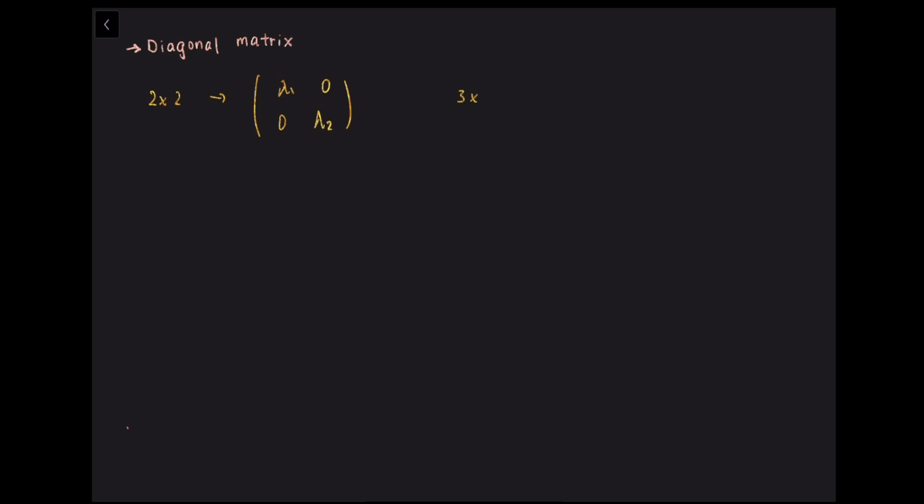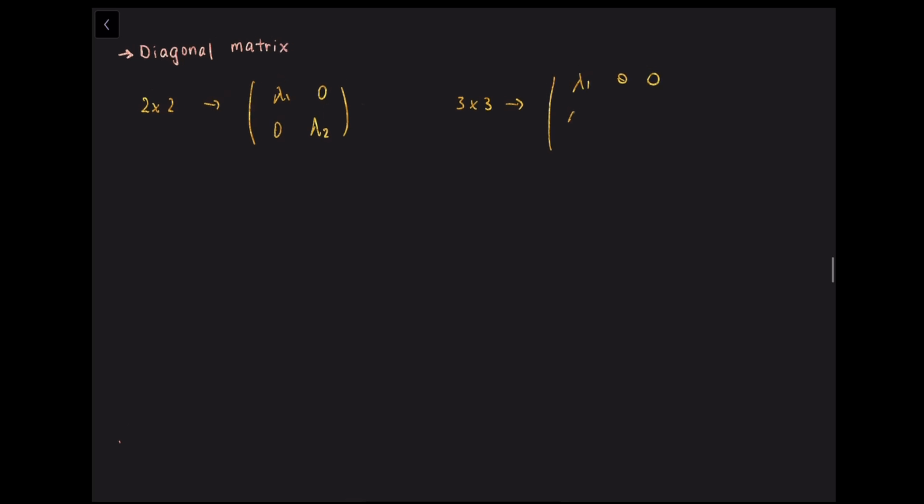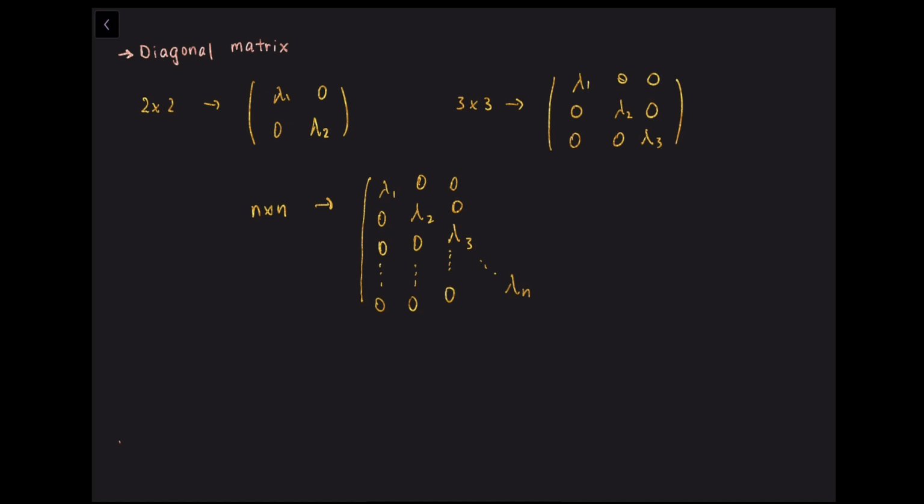A 3 by 3 diagonal matrix is a matrix which takes the form lambda 1, 0, 0, 0, lambda 2, 0, 0, 0, lambda 3, where all of the elements which are not on the leading diagonal are 0. The leading diagonal consists of the elements lambda 1, lambda 2, and lambda 3. These elements may or may not be 0. The concept of a diagonal matrix can be extended to an n by n matrix, written like that.